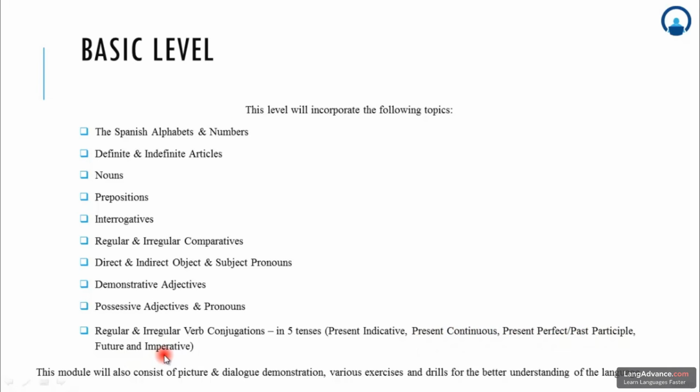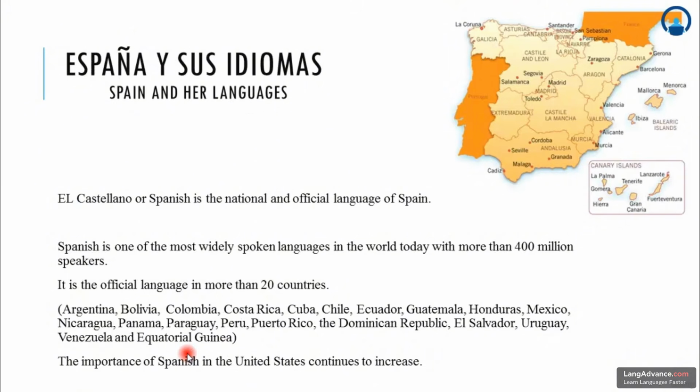The learning of this module will also consist of various pictures or dialogue demonstrations, various exercises, drills and application modules for the better understanding of the language. Before we start learning the language, let us first understand a brief background of the Spanish language. On the top right corner, you can see the map of Spain just for your reference.